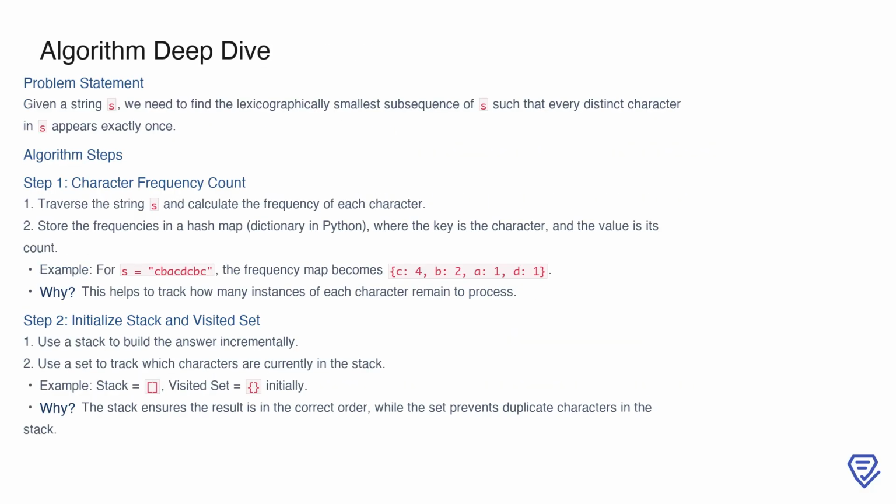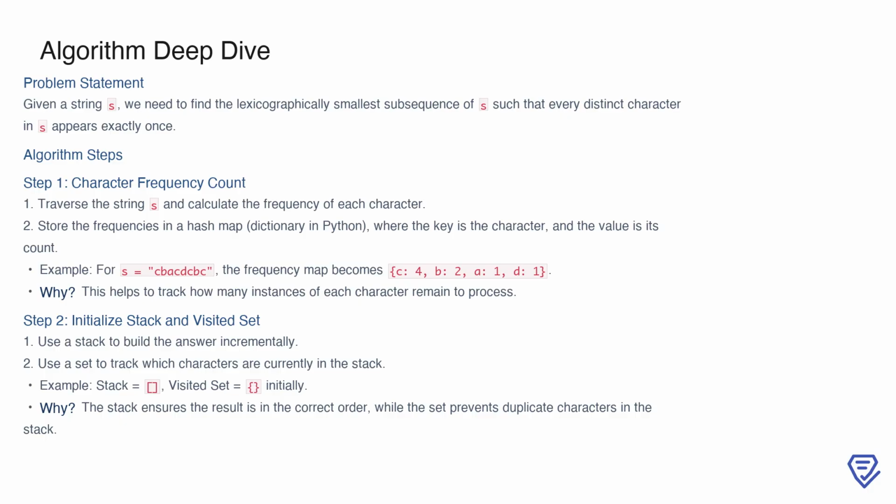The problem we're tackling involves finding the lexicographically smallest subsequence of a string such that every distinct character appears exactly once. To solve this, we start by determining the frequency of each character in the string. This is done by traversing the string and counting occurrences of each character, storing these counts in a hash map. For instance, if the input string is cbacdcbc, the frequency map becomes C4, B2, A1, D1. This map is crucial because it allows us to track how many instances of each character remain as we process the string.